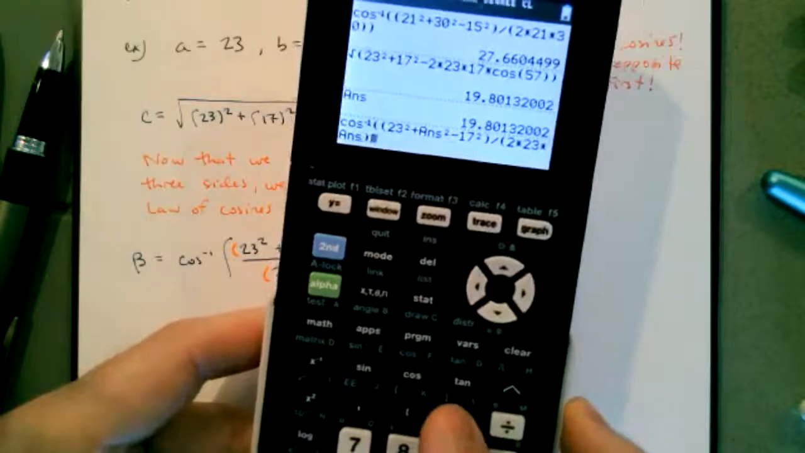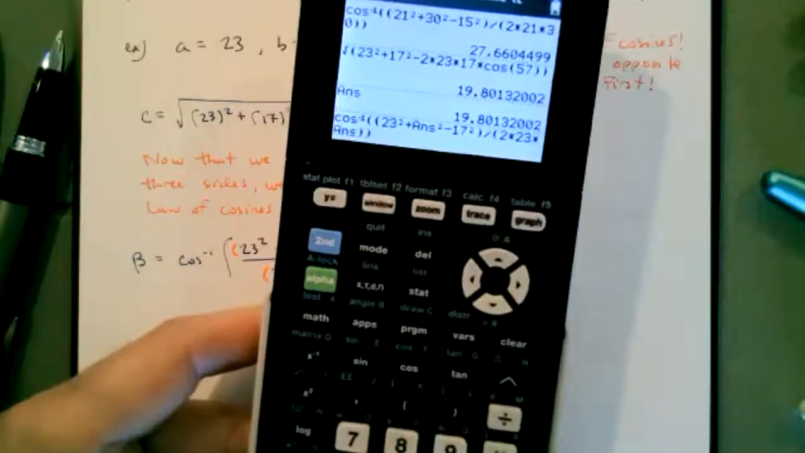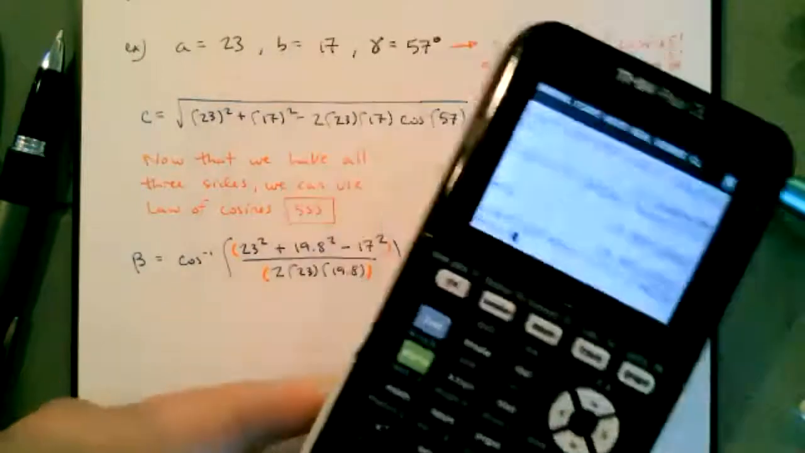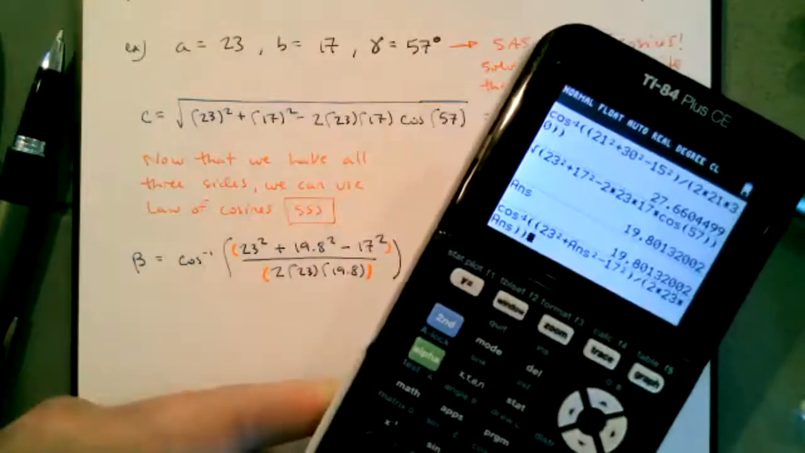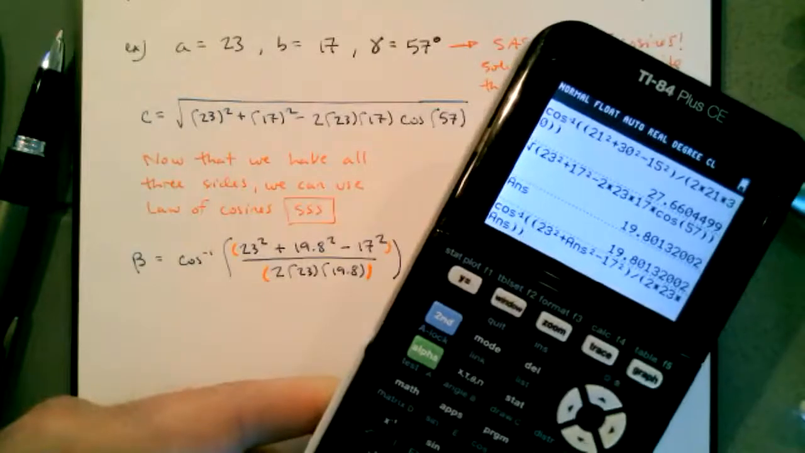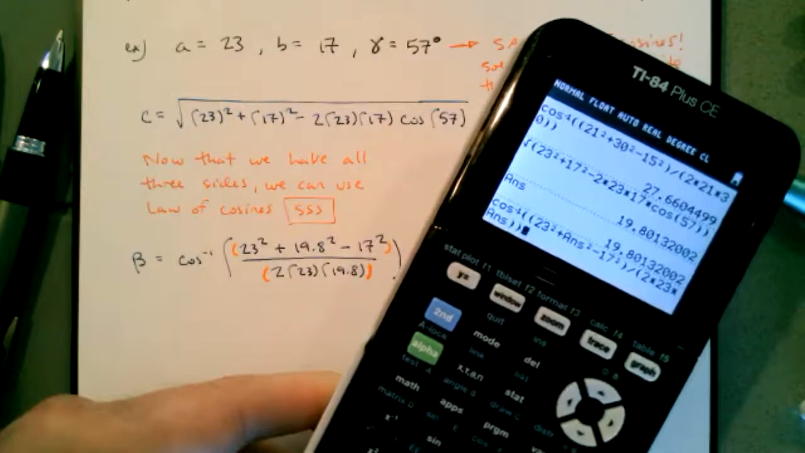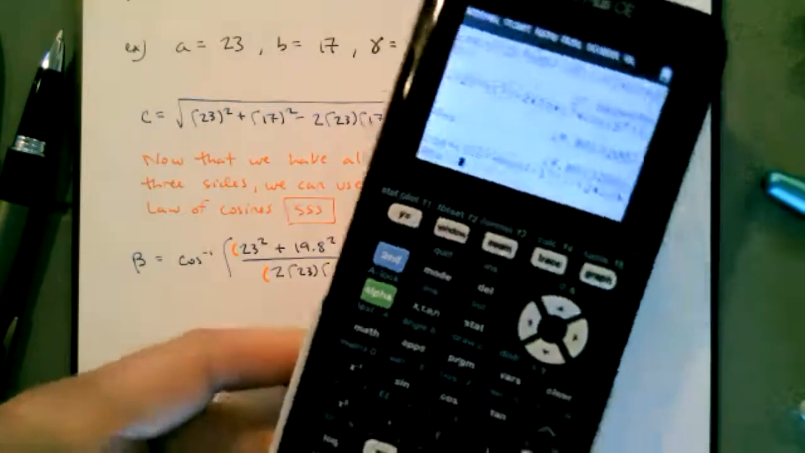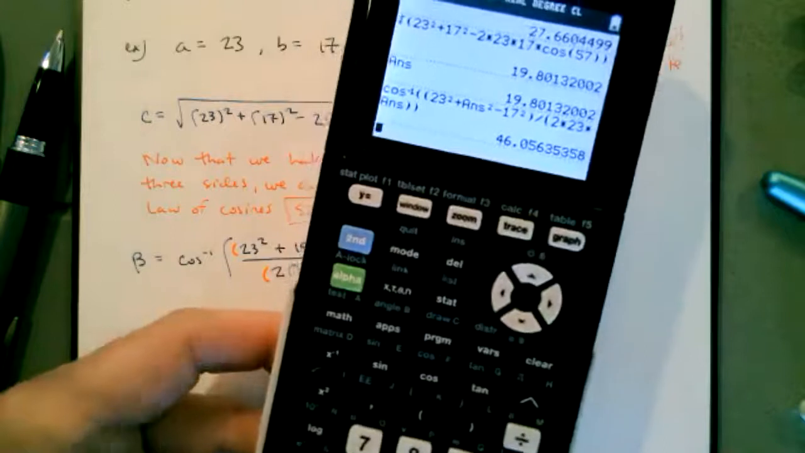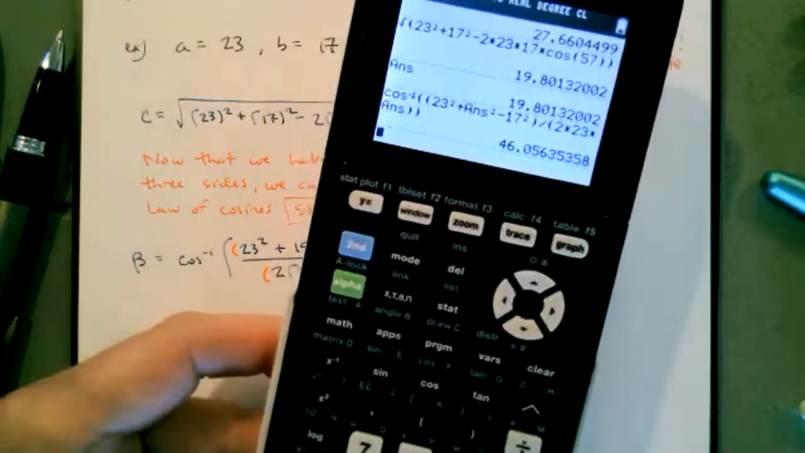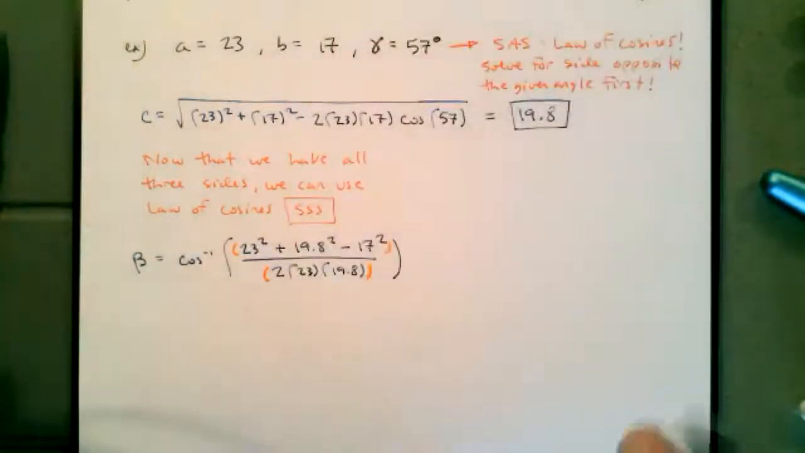Close the denominator, close the cosine inverse, double check to see I have everything in place. 23 squared plus 19.8 squared minus 17 squared, all in parentheses, over 2 times 23 and 19.8 in parentheses, cosine inverse. So it looks like angle beta is 46.1 degrees.